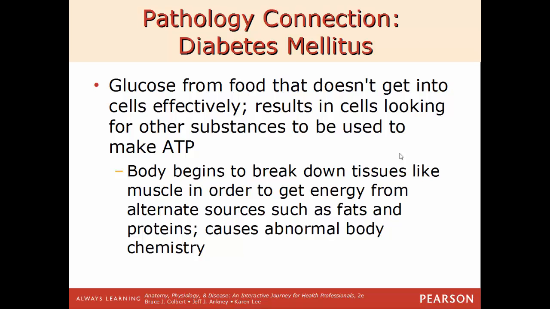If your cells die, then tissue dies. If tissue dies, organs die. If organs die, you die. So this is a very important need for cells. If they can't get the energy they need from glucose, they're going to get it from something else. The other material that your body tends to break down to find a source of fuel: it can break down fat, it can break down muscle, it can break down proteins. And any one of those three will seriously alter your normal body chemistry.